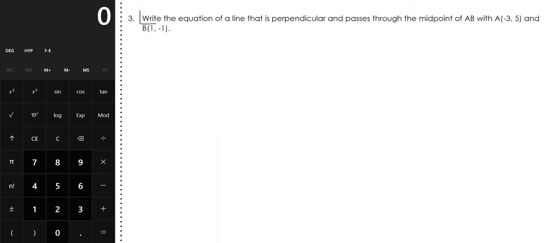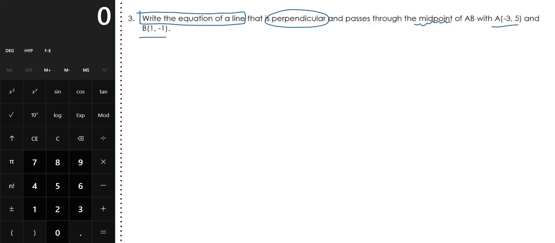Now you're still going to write the equation of a line. They didn't specify how, so let's stick with y equals mx plus b, our slope-intercept form. They also specify that your line needs to be perpendicular, so we're thinking opposite reciprocal slopes. And lastly, it needs to pass through the midpoint of some line segment called AB. AB has points A (-3, 5) and B (1, -1).